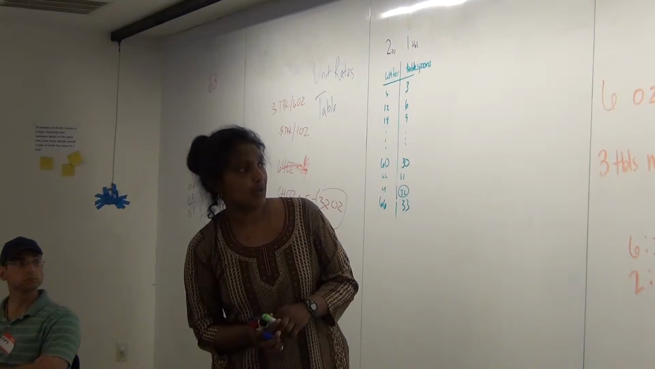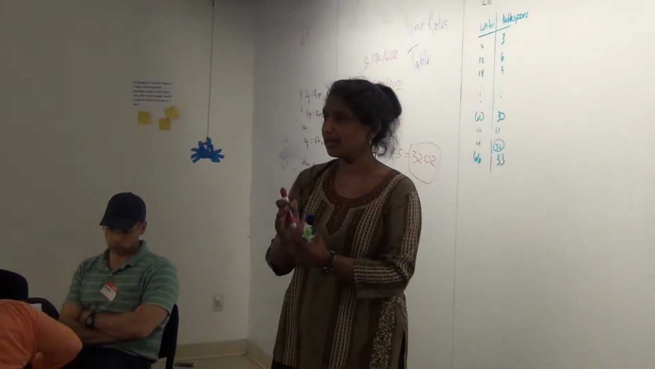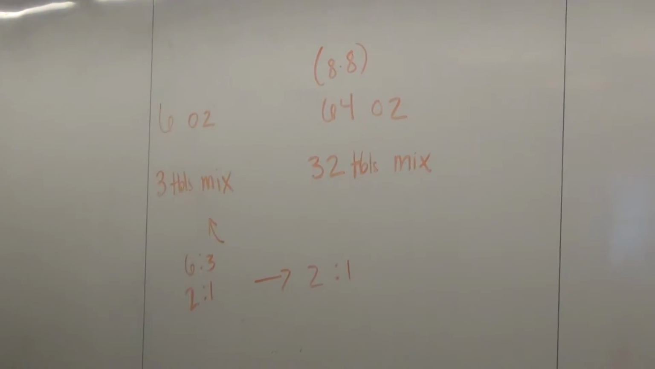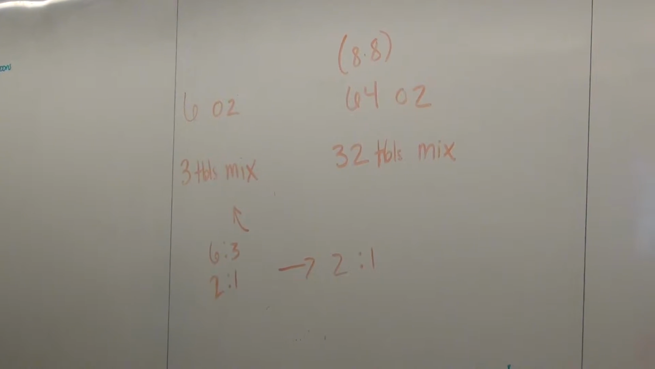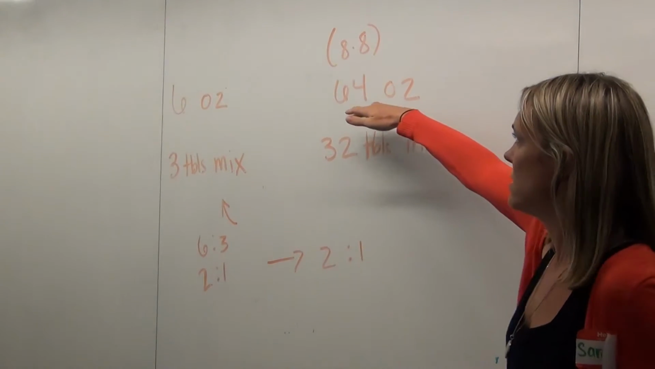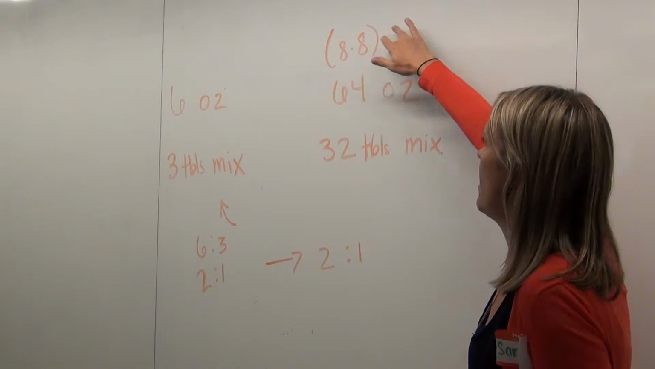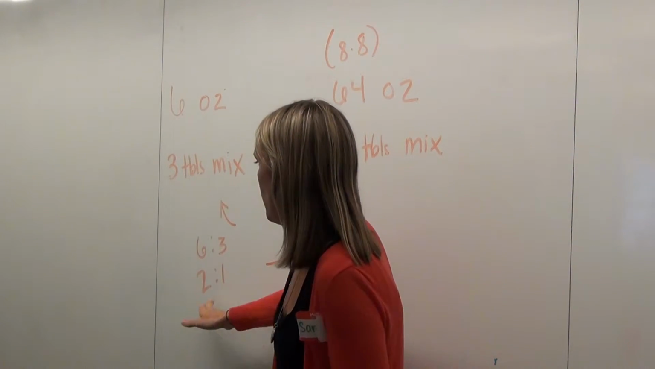Okay, so what do we have here? Who did this one? Can you come on up? So first I found how many ounces were in 2 quarts. We said 8 by 8. And then I saw the relationship here was 6 to 3, which then I thought 2 to 1.